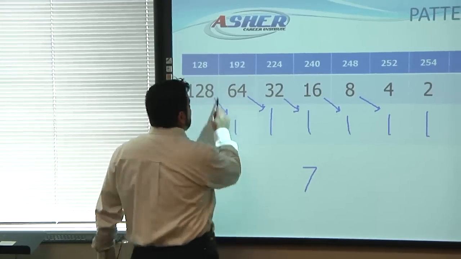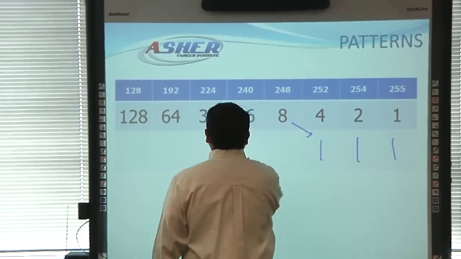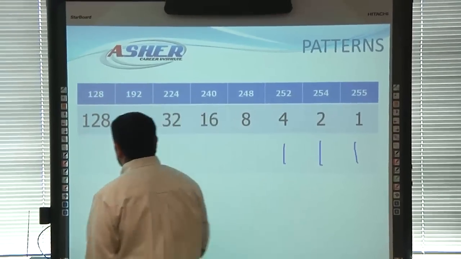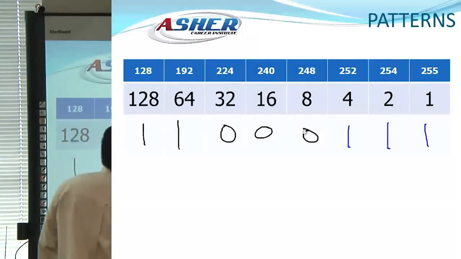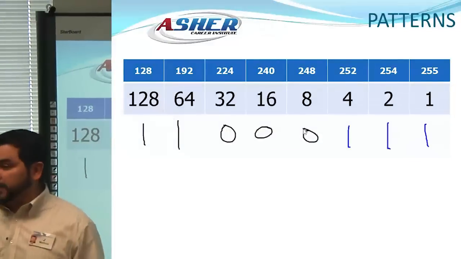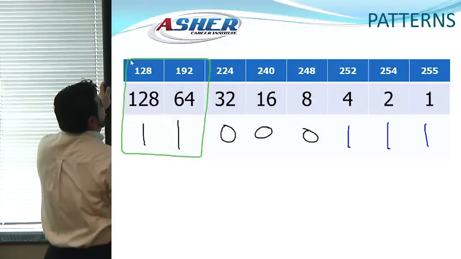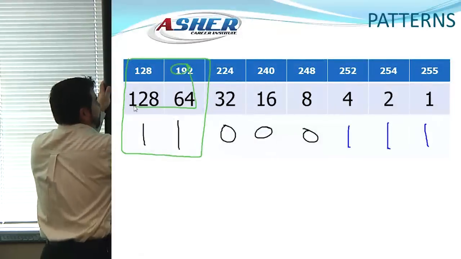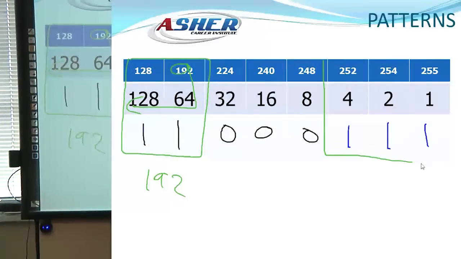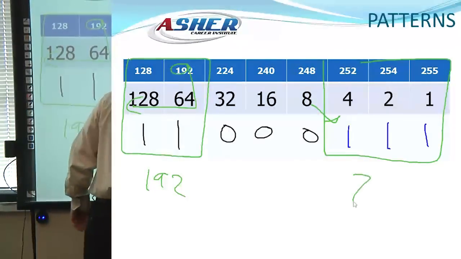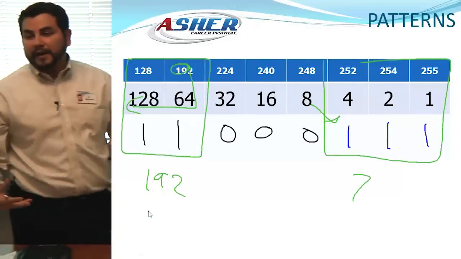Sometimes you can even mix and match these. For instance, what if I told you that we're looking for the answer to this right here? Don't tell me the answer. Tell me, how would you get to the answer? This equals what? It equals 192. What does this equal? 7. So that's what I was looking for: 192 plus 7. That makes it a little faster to work through.